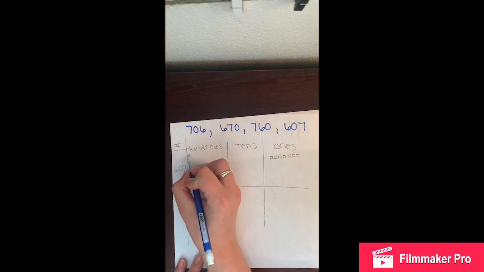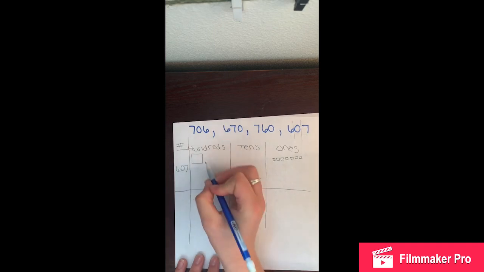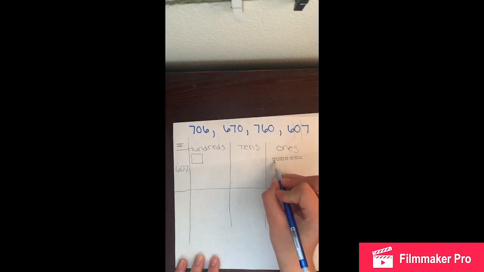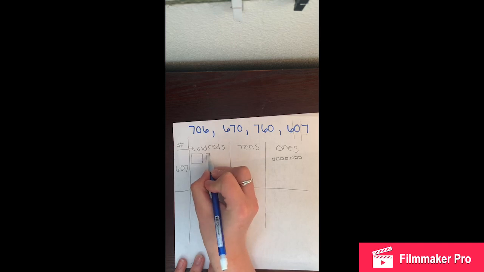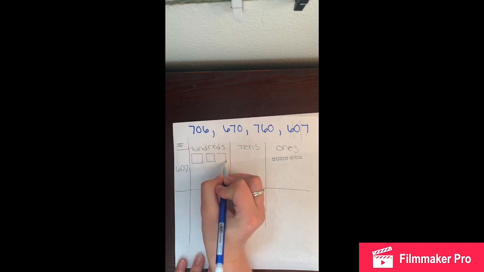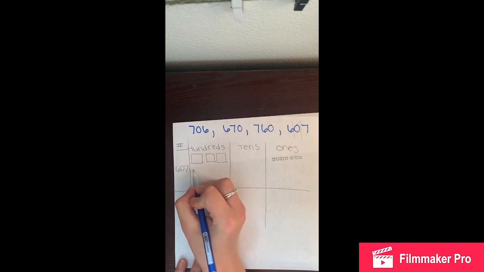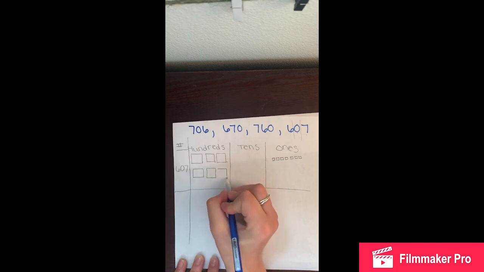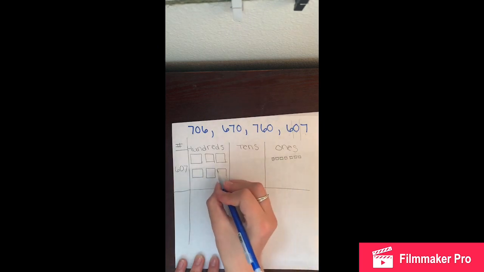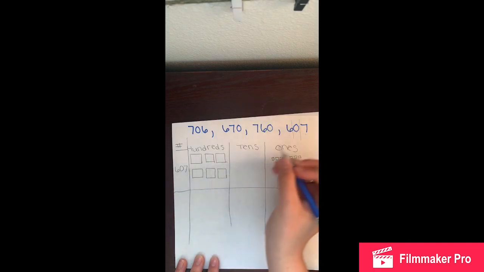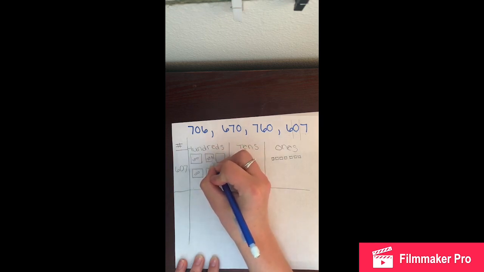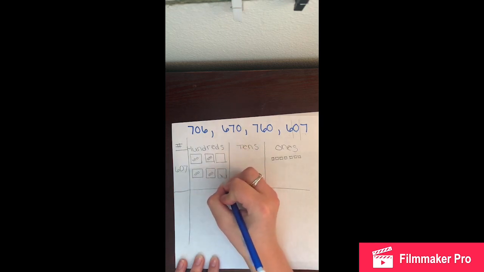So I'm going to do 6 large squares here. Each of these large squares is going to have 100 of these little squares. So I'm going to do 6 squares here. If I want to remind myself, I can write 100 in each of these.